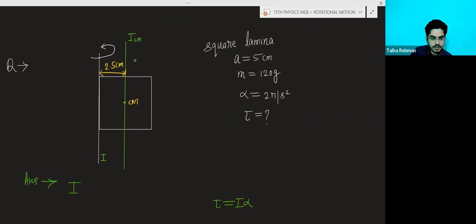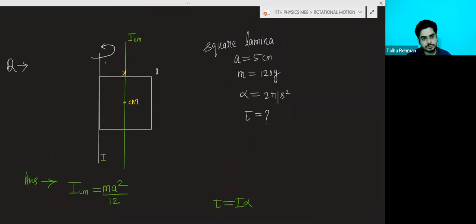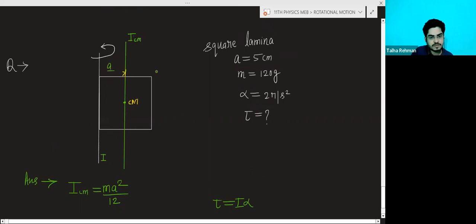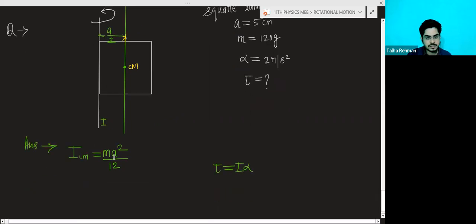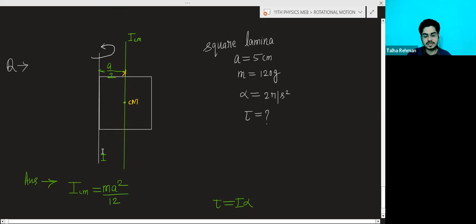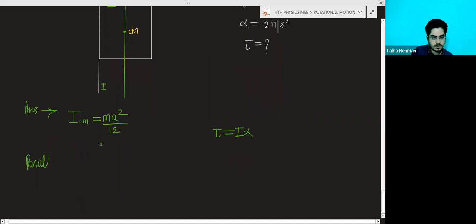So the moment of inertia of this square lamina about an axis passing through the center of mass is equal to MA square by 12, and this distance is 2.5. So I am just writing it as A by 2, because this distance will be A by 2. Now if you want to find the moment of inertia about this axis, you will apply the parallel axis theorem.